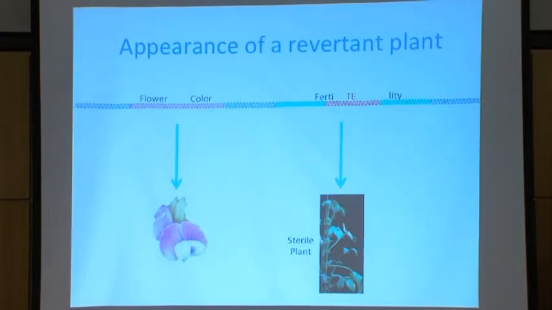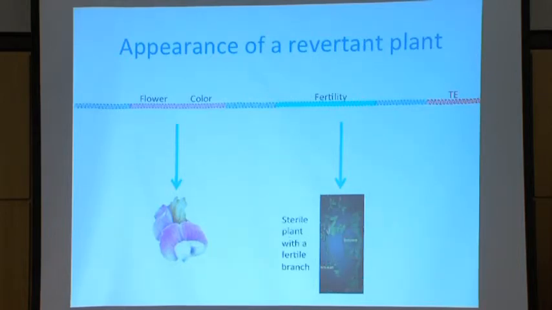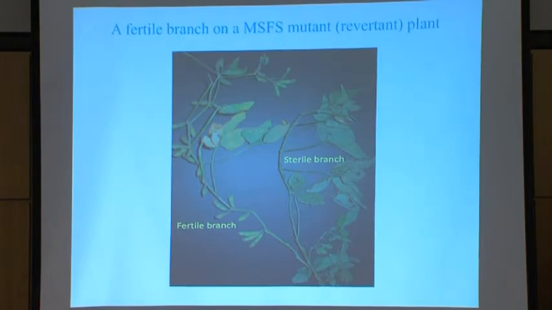So this is a transposable element sitting in this fertility gene. The plant is sterile. Now it jumps out. This gene is intact now, and this plant will become fertile. At least part of this plant will become fertile. If you look at the same plant here, this part is all sterile. One of the branches is fertile here. So in the same plant, half the plant is sterile, half the plant is fertile.